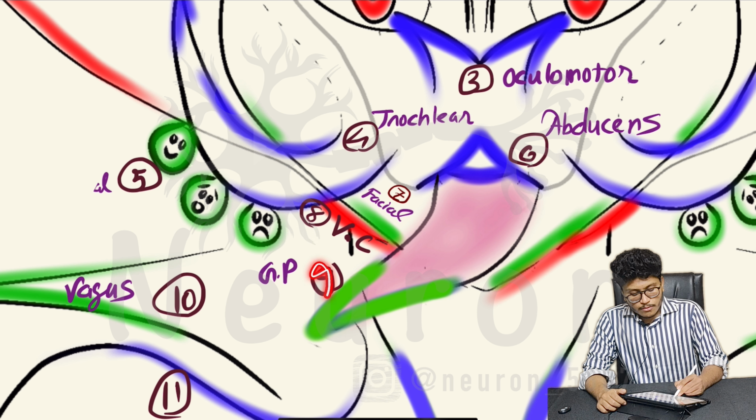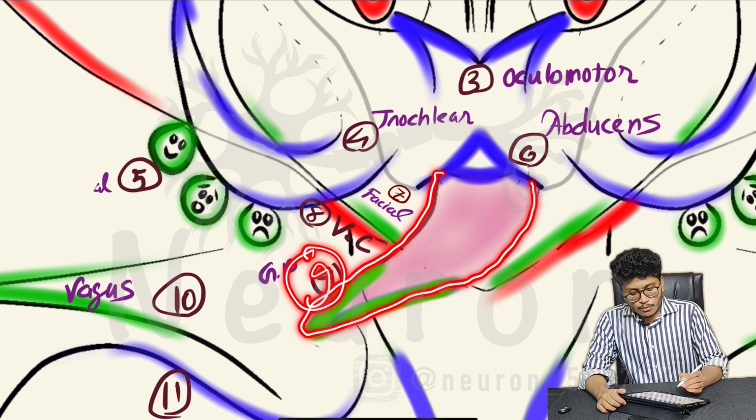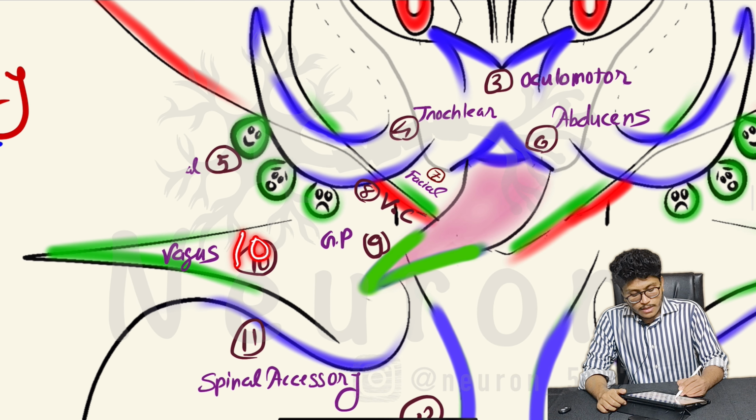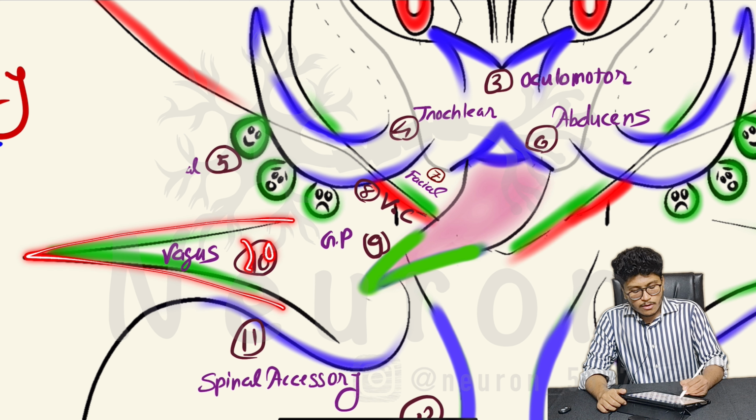Now ninth nerve here is the glossopharyngeal. This tongue is protruding too far to the pharynx, so glossopharyngeal. Now the 10th nerve is the vagus nerve. This is the shape of V. So from V you can remember vagus, 10th nerve.